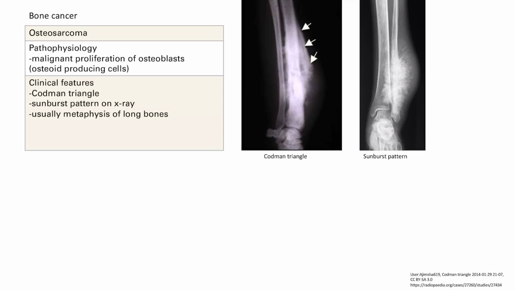First is the Codman triangle. You can see in this image here, there's a triangle that's formed by an elevation of the bone due to the tumor. The next thing you're possibly going to see is the sunburst pattern. As you can see here, very clearly shown, it looks like a sunburst. That is also a characteristic of an osteosarcoma. Finally, this is found in the metaphysis of the long bones.